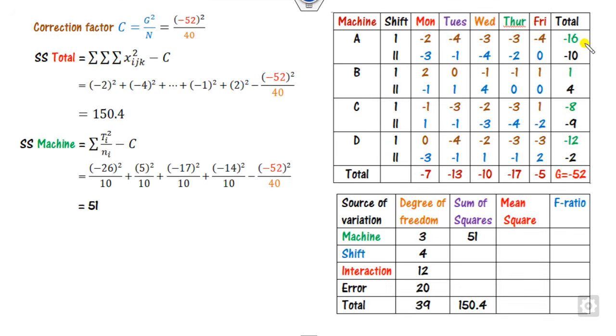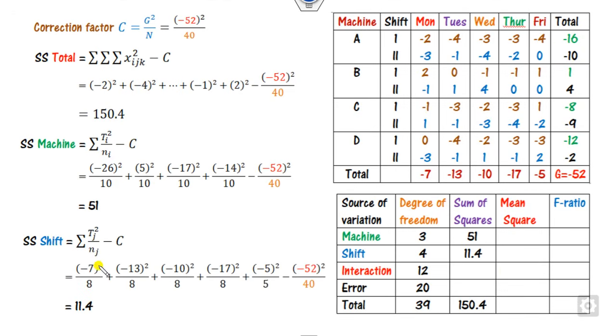So now you can add them here. For the machine you get minus 26. How many observations are there? Total 10. This is 5. How many observations are there? 10. These are my minus 17, and so on. You will get this number. How can you get the shift? The total is my minus 7. How many observations are there? That is 8. You can get it as minus 7, 8. Minus 13 square divided by 8, and so on.